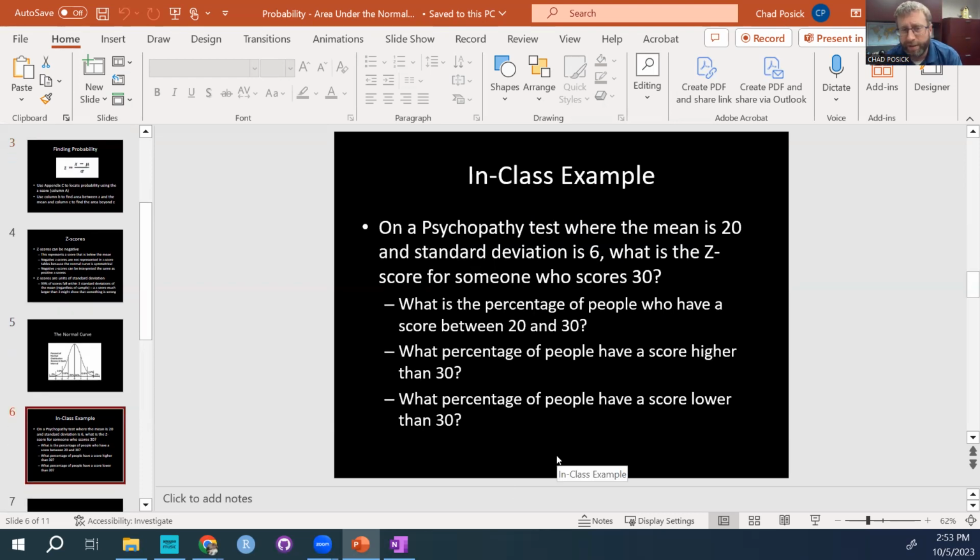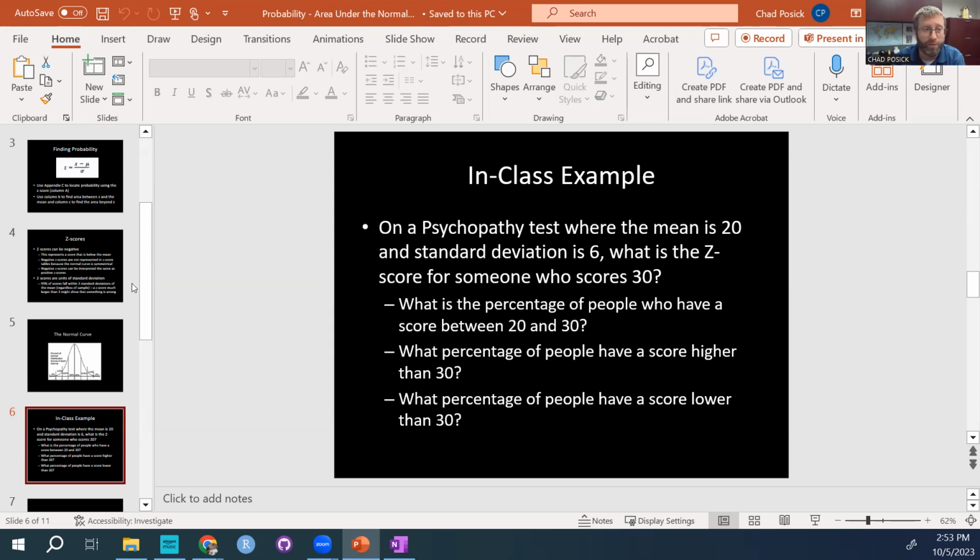So let's go to our in-class example. We started doing this a little bit. Let's just say that we give a psychopathy test and we want to see if there are any individuals scoring very highly on this. They might need to be the focus of some sort of intervention. On this test, the mean is 20. We selected a whole bunch of different people, let's say 500 people. We got scores for all 500 people and got the mathematical average, or the mean, which is 20.